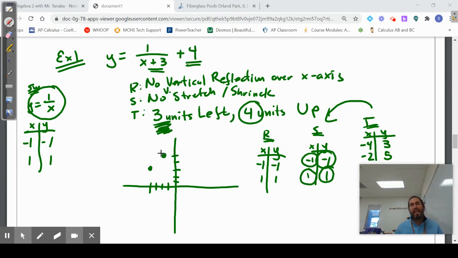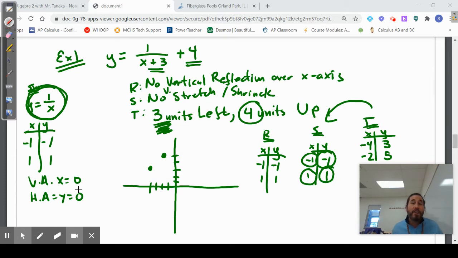Now, if you remember, we had these very, very important vertical and horizontal asymptotes. Remember, the first vertical asymptote happened at x equals 0, but now I shifted it 3 to the left. So guess what? For the parent function, I had a VA at x equals 0, and I had an HA at y equals 0. Believe it or not, to find out where they are now, all you have to do is translate them.